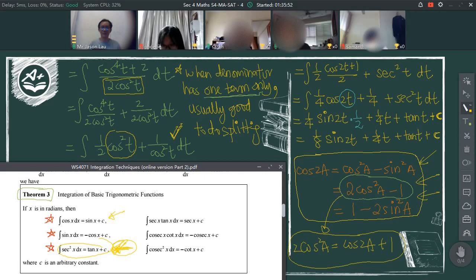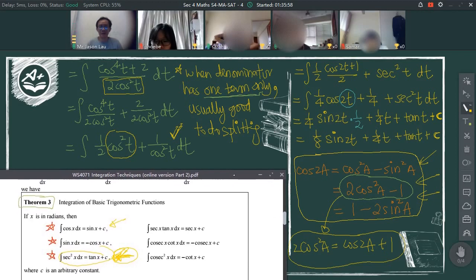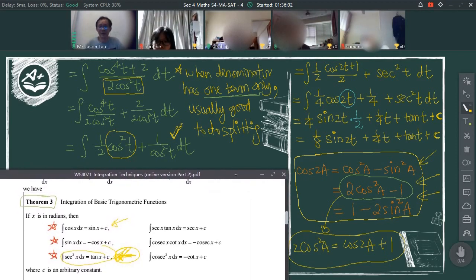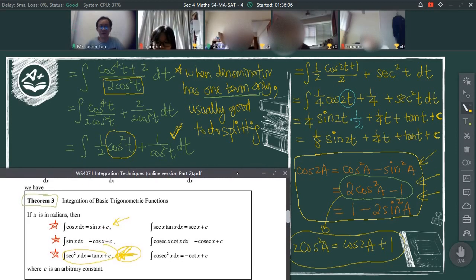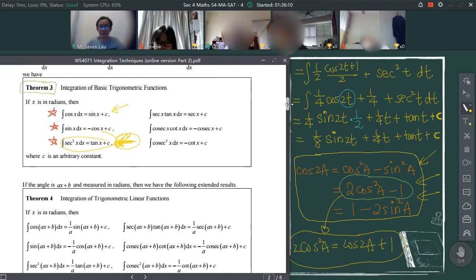Yeah, so this will be the parts we have. Okay, so trigo integration is a bit more colorful, right? You need to take care of using trigo formulas. Yeah, so very important.